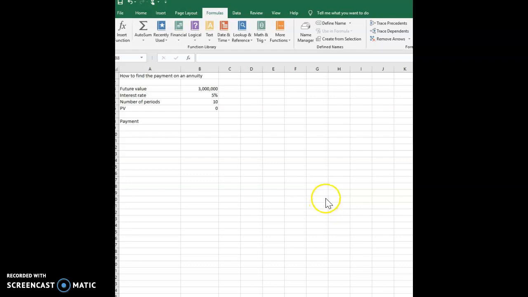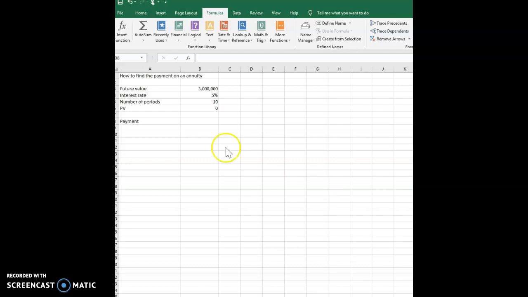In this recording, we're going to find out how to solve for the payment when we have an ordinary annuity. So what the company wants is to accumulate $3 million at the end of 10 years. The interest rate that they can obtain is 5%. The first payment is going to come at the end of the year, and the last payment will occur on the same date that we want the $3 million to be accumulated.